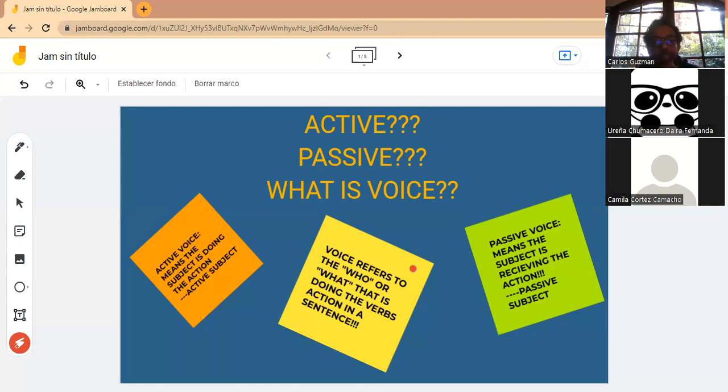So what is voice? Voice refers to who or what is doing the verb action in a sentence. Okay, good. So voice, right? What I just said. Voice refers to the who or what that is doing the verb's action in a sentence. Now, the difference between the two, active or passive, is what I just said a little while ago. Active voice, the subject does the action. Passive voice, the subject receives the action.